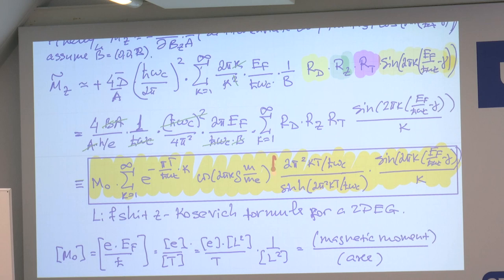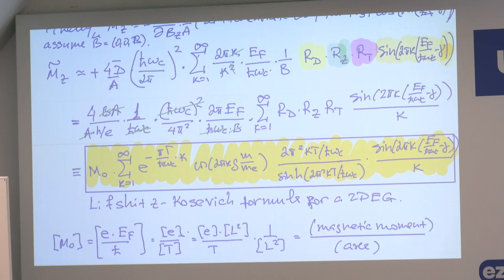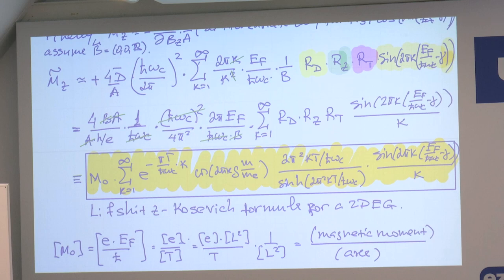If temperature is very high, your electrons are smeared among many Landau levels, and there is nothing dramatic that happens at the Fermi level crossing, so you don't get any oscillation. So there is this temperature suppression factor from which you can figure out the effective mass, the cyclotron mass. And finally, there is this main oscillating factor, which is sensitive to the Fermi energy of your system, or in general, to the area of the extremal cross sections. And let me show you what they look like.